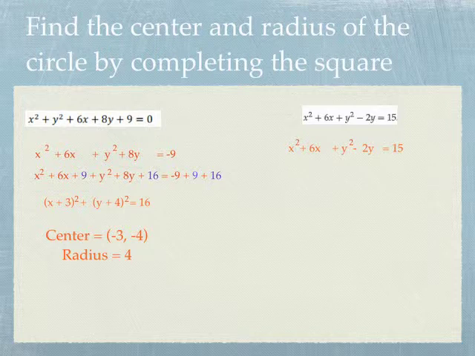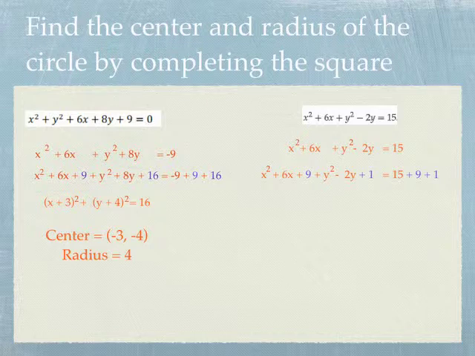But don't forget, whatever you add to one side of the equation, you have to add to the other. So in purple again, I added 9 on the x side, 1 on the y side, and then on the other side of the equation, I also added 9 and 1. So now I've got my perfect squares.